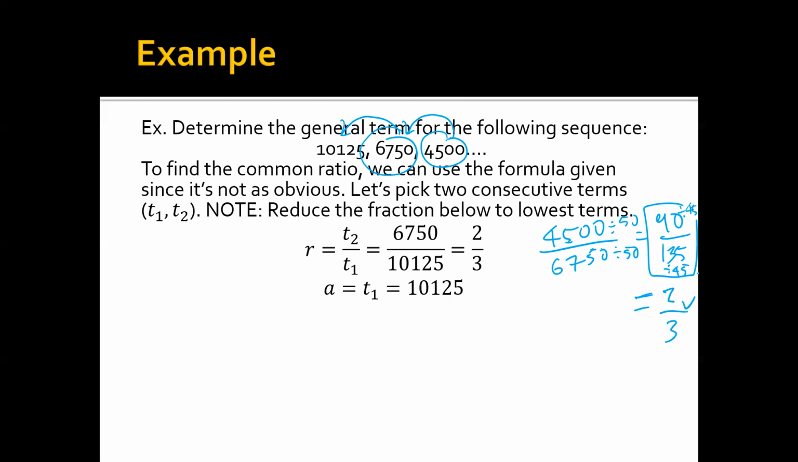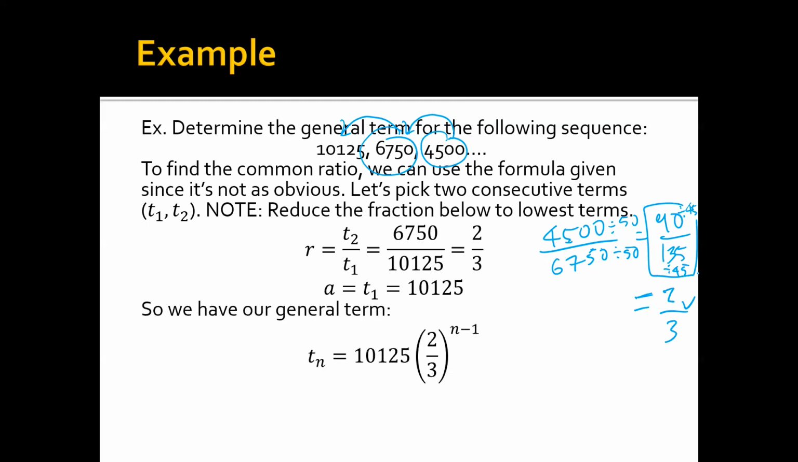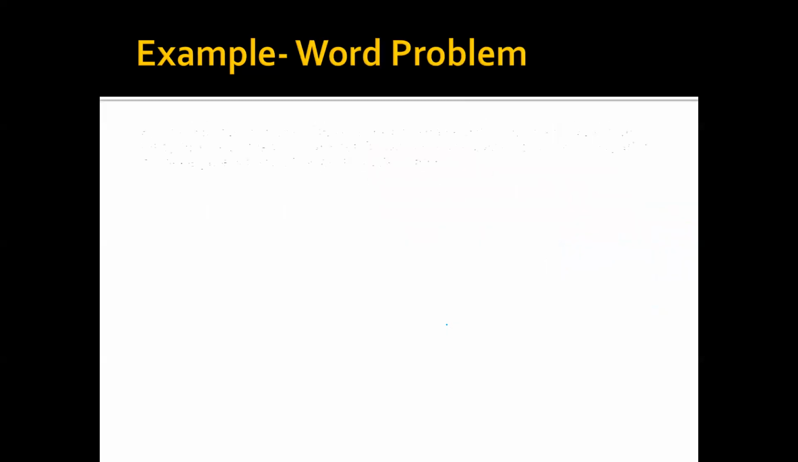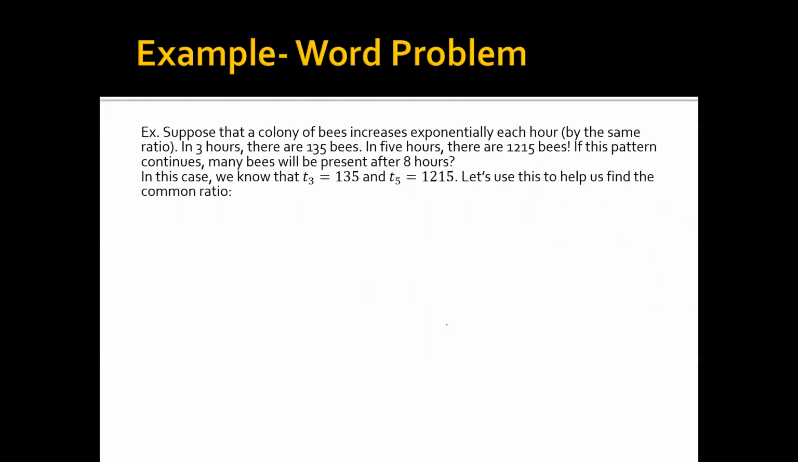So in our case, the R value is 2/3, and the A, the first term, is 10,125. So our general term is just going to be 10,125 times (2/3) to the power of n minus 1. Again, we always include the n minus 1 because we account for the fact that we don't start multiplying by the common ratio right away. It increases exponentially each hour.